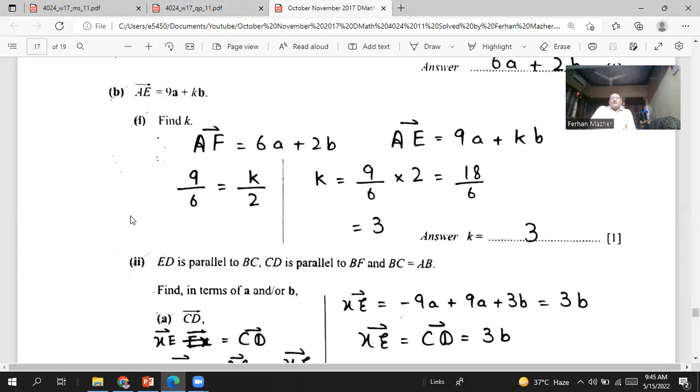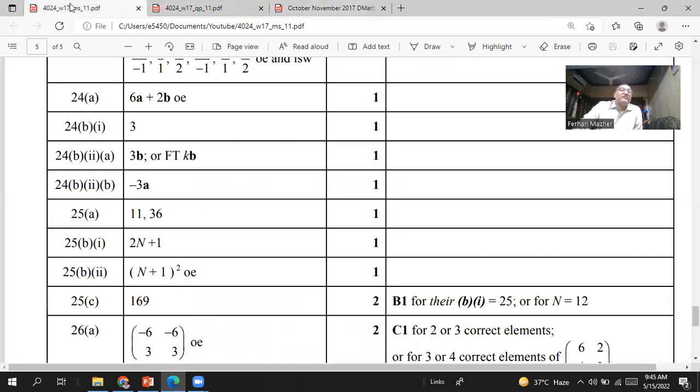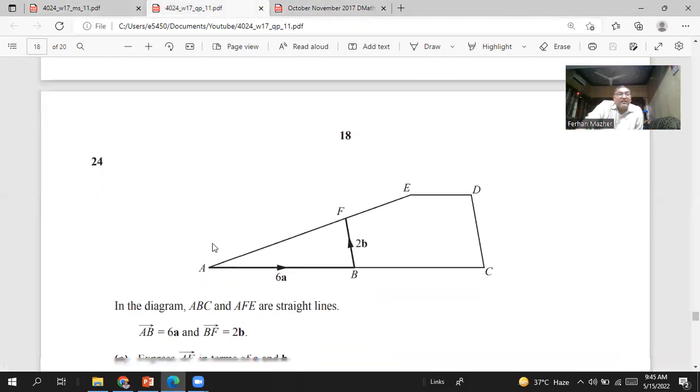The ratio of the coefficients of A is equal to the ratio of the coefficients of B, because they are parallel to each other. So 9 by 6 will be equal to K by 2. So K will be equal to 18 by 6, and that will be 3. So the value of K is 3. Our answer is right, sir.